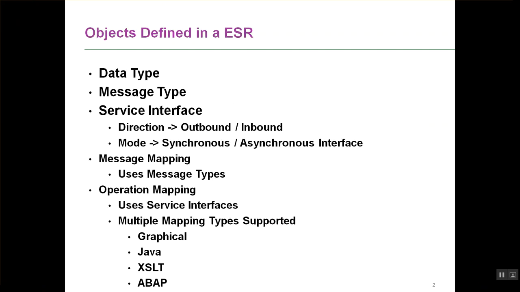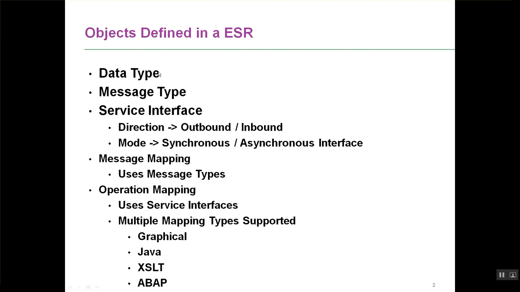So for this scenario, what are the objects that you would be defining in the enterprise service repository? Remember, the enterprise service repository, or the ESR, is the design time of your interface. So you would be building a lot of objects here. So what are all the objects that you would be defining? The first object type that you would be defining is called a data type. A data type is nothing but a definition of the structure of the message that you are going to be exchanging.